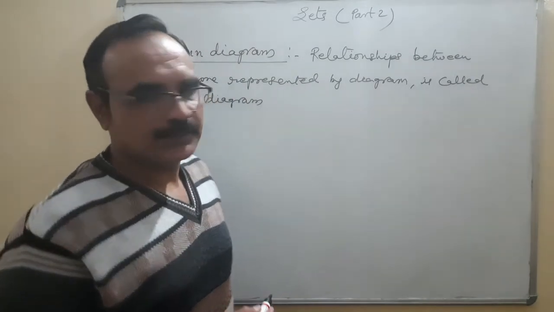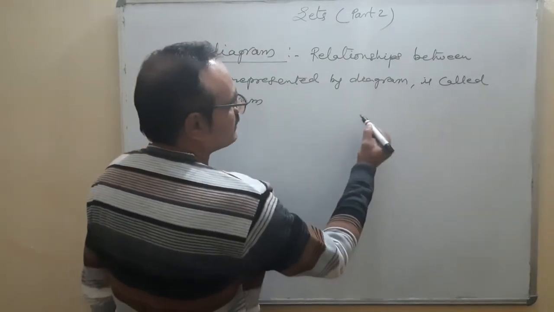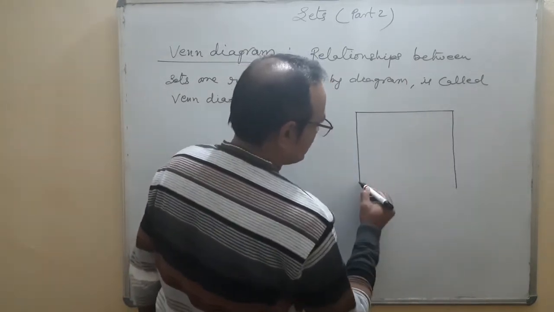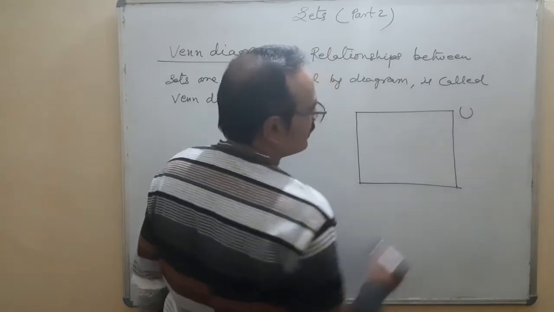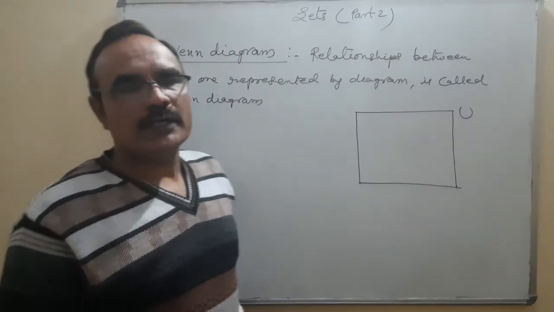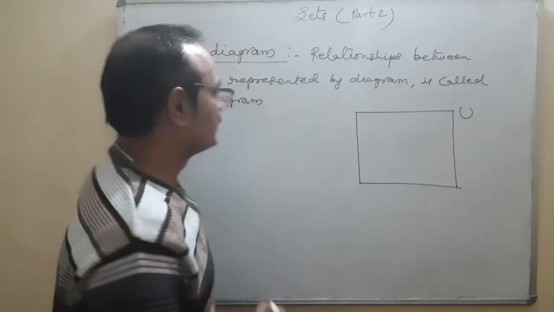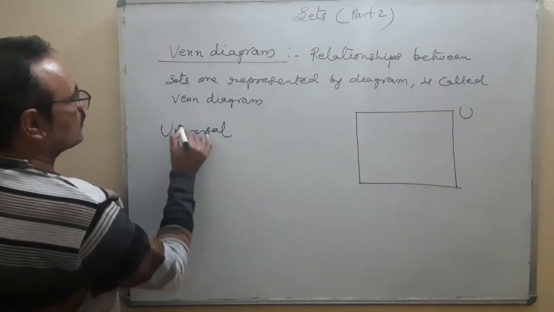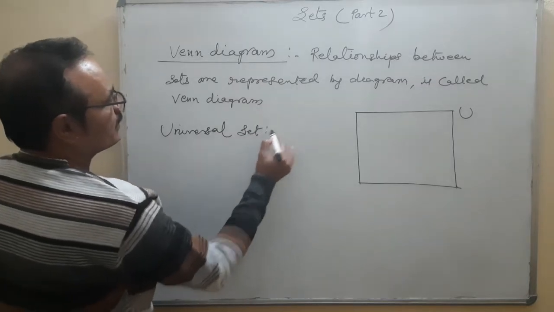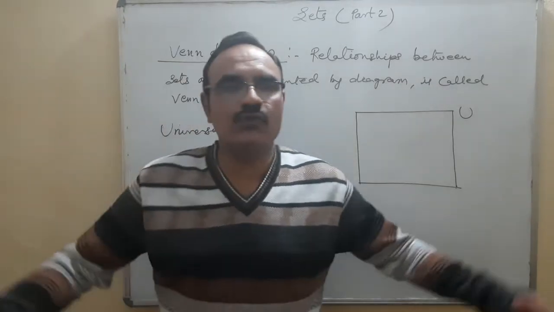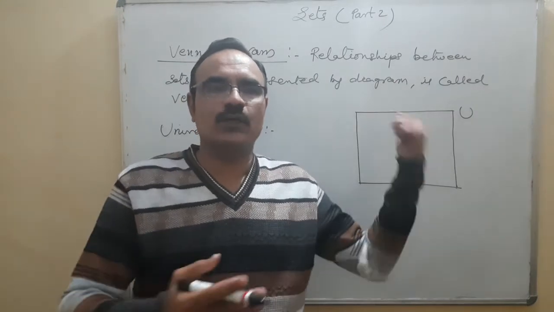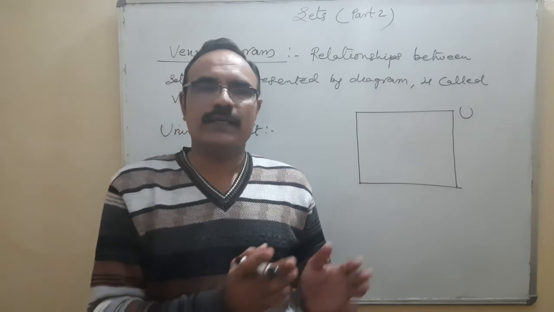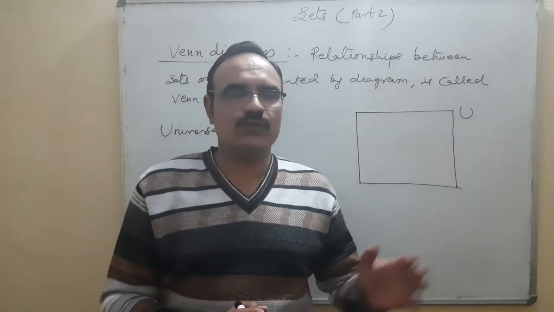Relationship between sets. For example, suppose this is a rectangular box. U, what is it? U is denoted by universal set. What is the meaning of universal set? You might think that a universal set means everything in the universe is included in the set. No. Universal set is the biggest set in that reference of context. That means the one in which we are talking about.